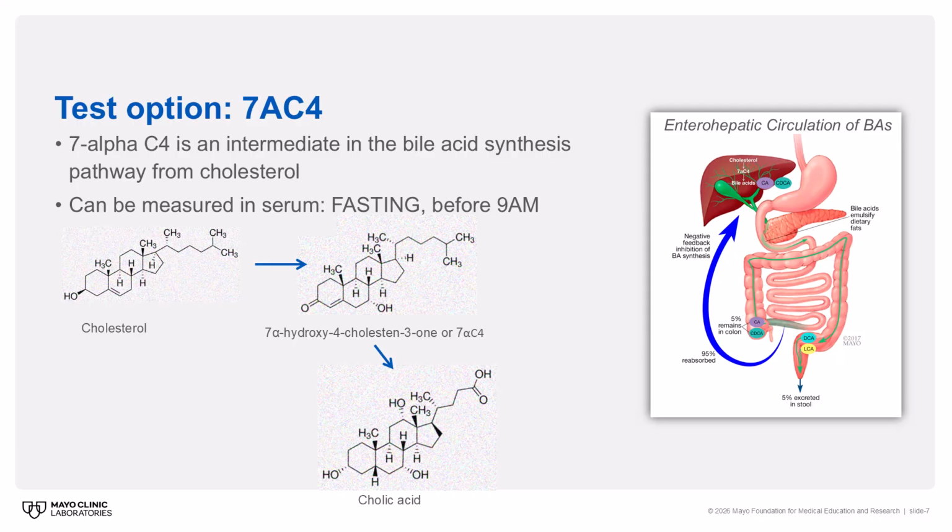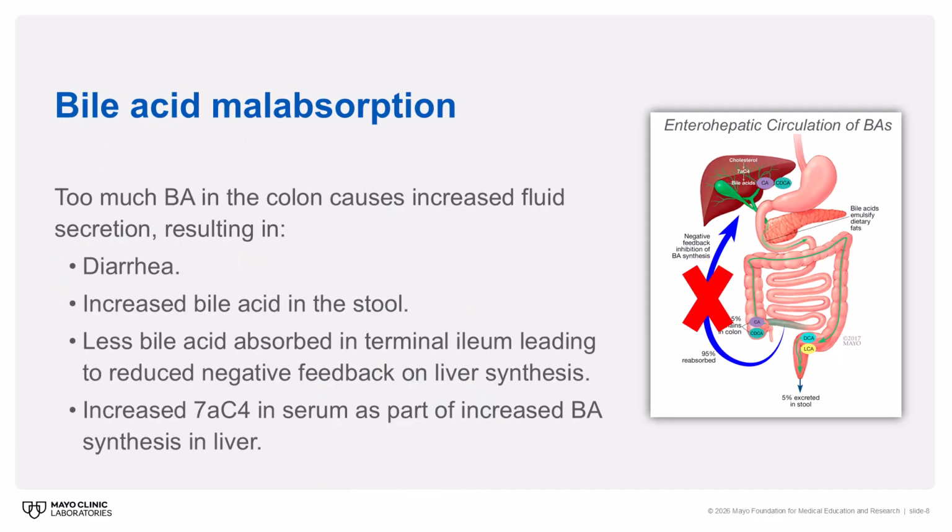When bile acid malabsorption is present, it results in an increase in bile acids in the stool, as we mentioned, and less bile acid absorbed in the terminal ileum leads to reduced negative feedback in the liver, also resulting in increased 7-alpha C4 in the serum.